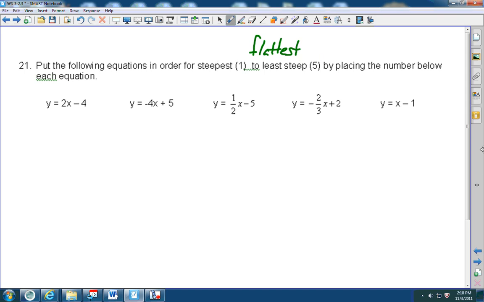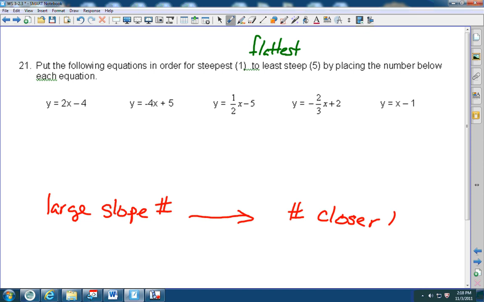So let's think about this. The steepest is going to be a large slope number, and we're going to be going down to a number closer to 0. Because the flatter the line, the less steep, the closer it is to 0. Well, first off, the steepest line, which is the biggest number? It's actually this one. Even though it says -4, the negative only tells you direction. 4 is what we're looking at.